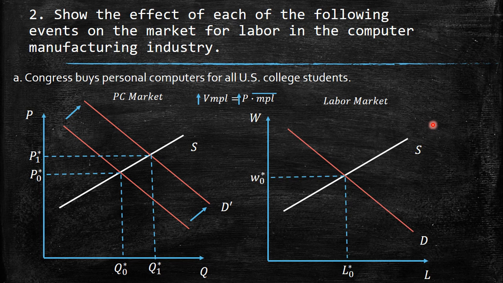Due to higher prices, this value of marginal product of labor, or the labor demand curve, will shift to the right. As a consequence, we will have more workers. We will hire more people in that industry, and the salary or the wage will be higher.